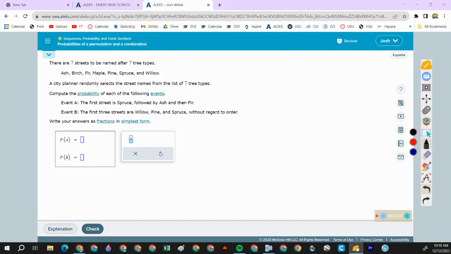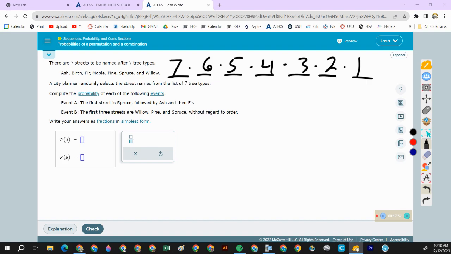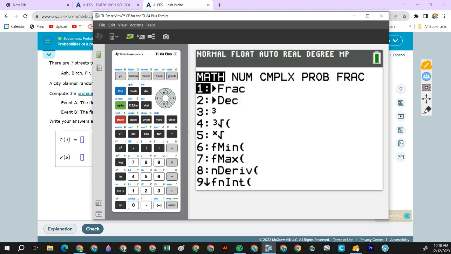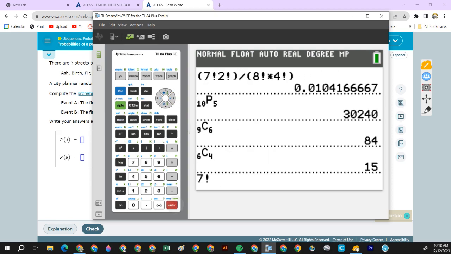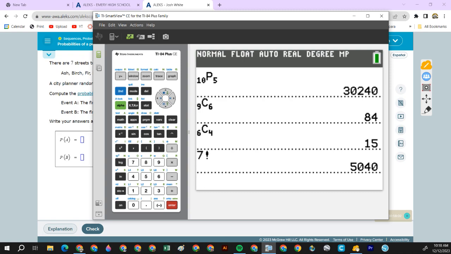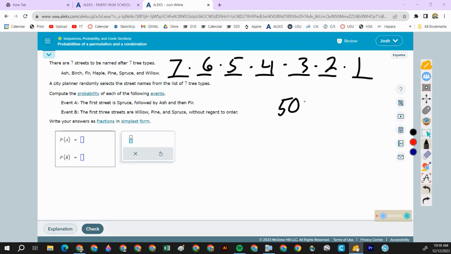Okay, let's do another one. We have 7 streets to be named after 7 tree types. How many ways are there to name these streets? Well, the first street has 7 options, and then 6, 5, 4, 3, 2, and 1. To calculate that, all I need to do is 7 factorial, and I get 5,040. So there are 5,040 ways to name these 7 streets.